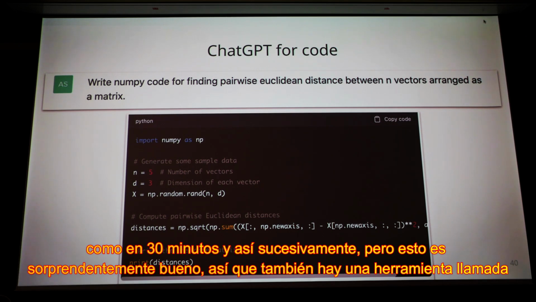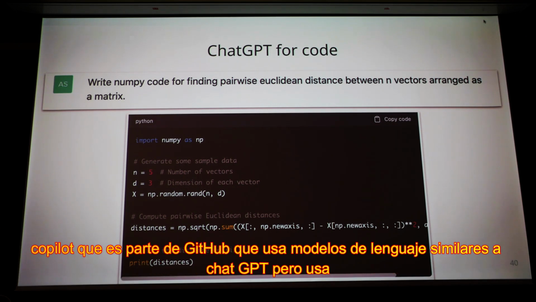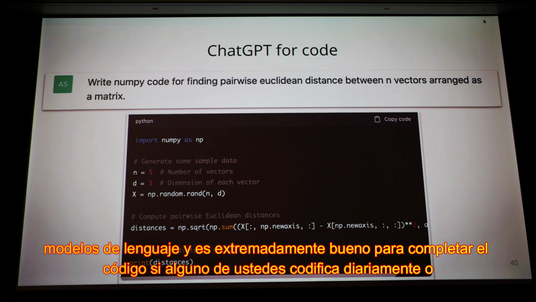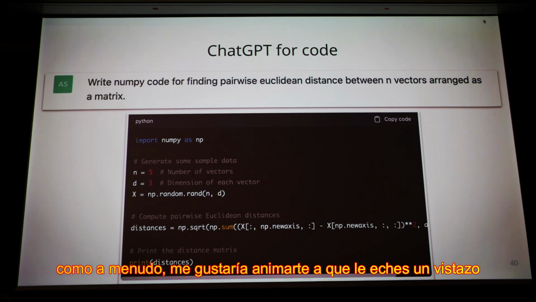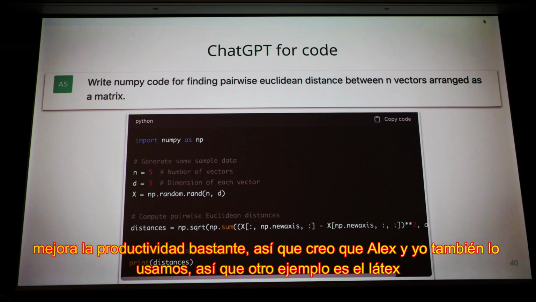There's also a tool called Copilot, which is part of GitHub, which uses similar language models. Not ChatGPT, but similar language models, and it's extremely good at code completion. So if any of you code daily or often enough, I'd encourage you to take a look at it. It improves productivity by quite a bit. I think Alex and I use it as well.